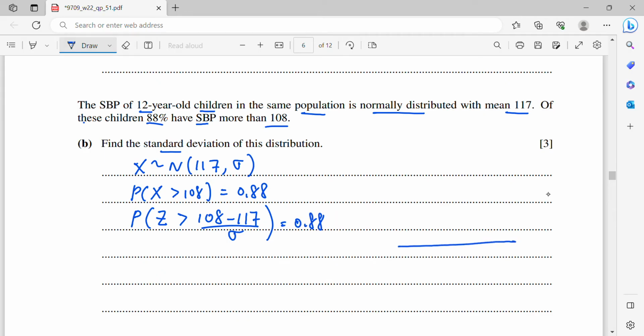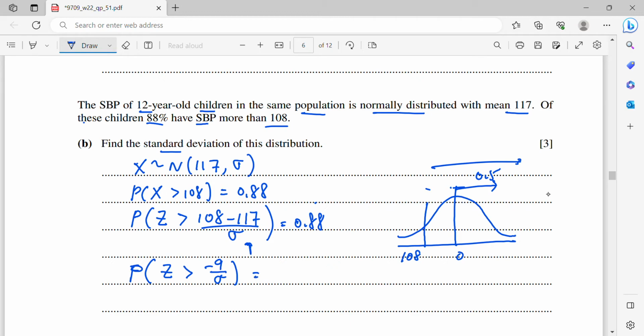Now before we use the table, we need to sketch a graph. You have to be careful to decide where this value is. We know that when Z is more than 0, this probability is 0.5. Since the probability here is 0.88, our line should be on the left hand side, so that this region will be more than 0.5. Now before that I can just solve first. 108 minus 117 is going to be negative 9.